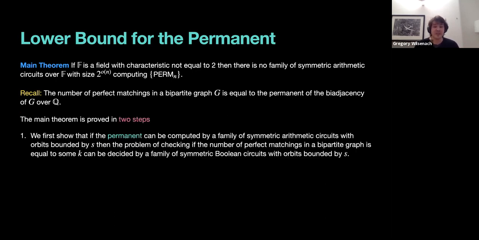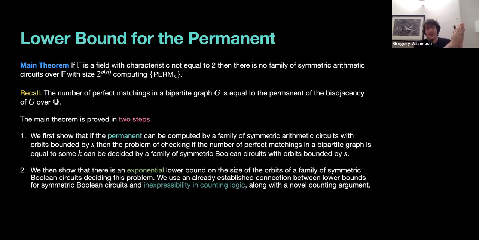And so we prove the main theorem in 2 steps. First, and this is a bit of a mouthful, we show that if you can compute the permanent using a family of symmetric arithmetic circuits with some orbit bound S, then you can check whether the number of perfect matchings in a bipartite graph is equal to some constant K using a symmetric Boolean circuit with the same size orbits. So you can reduce the arithmetic problem to a problem in the Boolean world, and you preserve orbit size while you do it.